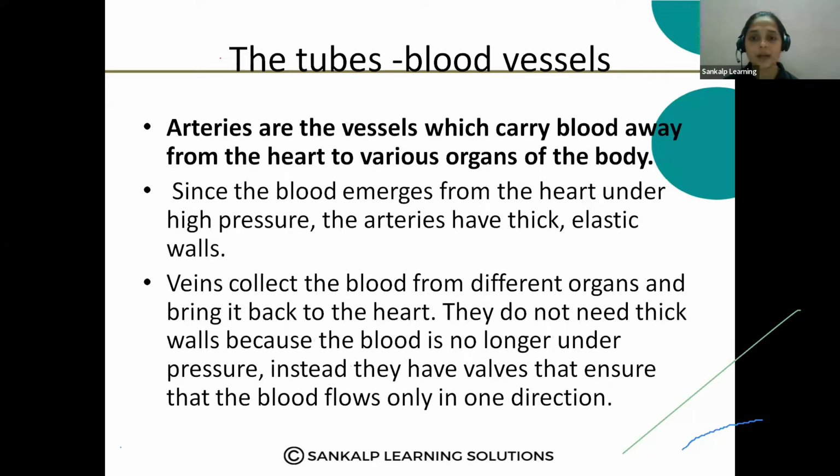Now I'm moving to the next part of this blood circulation. When the blood moves from the heart, this blood is carried by the arteries. So arteries carry the blood away from the heart, means they are carrying the blood to the different organs, right? So this blood emerges with a high pressure. So these arteries have thick elastic walls. They are carrying the oxygenated blood to the different parts of the body, and this blood emerges with the high pressure. To maintain the high pressure, these arteries have thick and elastic walls.